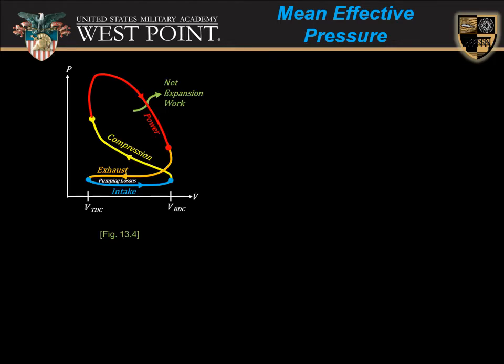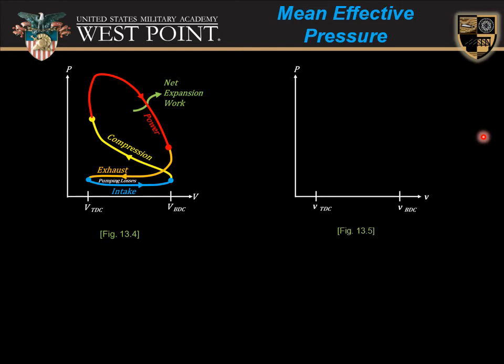So let's take a look at figure 13.4. We'll recall that you know that the area in the curve is the work. I have a PV diagram, a pressure volume diagram, so the area inside the curve is the net expansion work. So if I wanted to compare engines of different sizes, that would be difficult because each would produce different net expansion work. But if I want to normalize that and compare it, I can use the mean effective pressure.